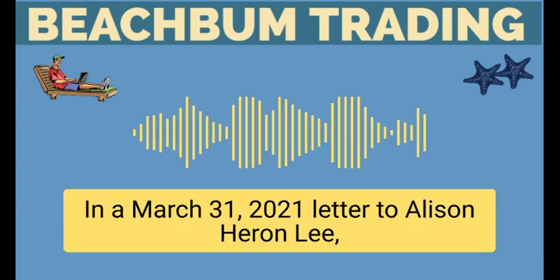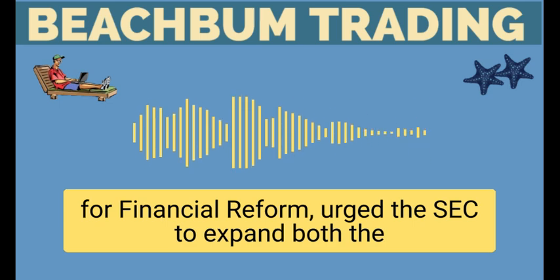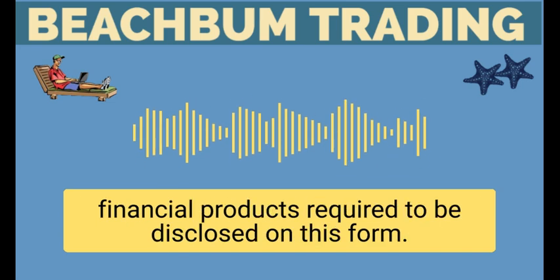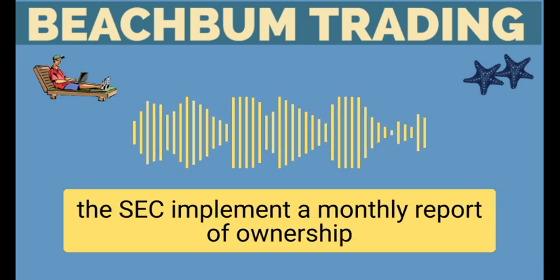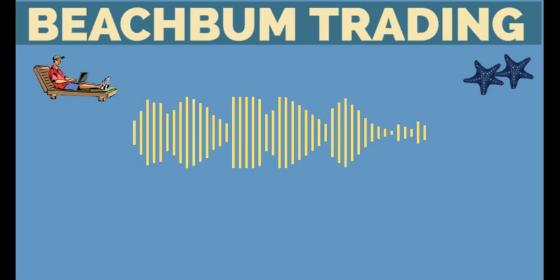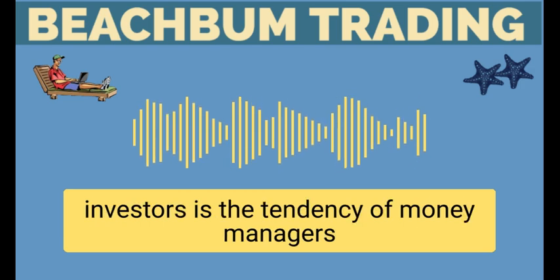In a March 31, 2021, letter to Allison Heron Lee, the acting chair of the SEC, the progressive nonprofit Americans for Financial Reform urged the SEC to expand both the frequency of Form 13F reporting and the range of financial products required to be disclosed on this form. Another group, the National Investor Relations Institute, recommended the SEC implement a monthly reporting of ownership positions along with a 15-day window.